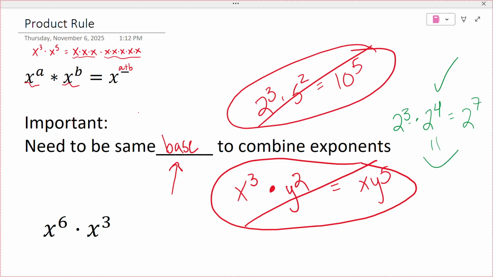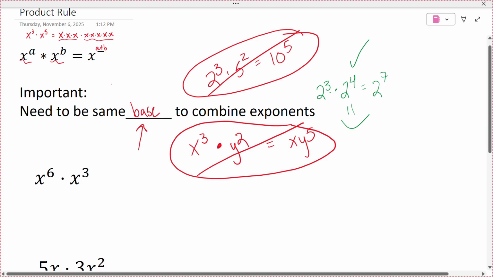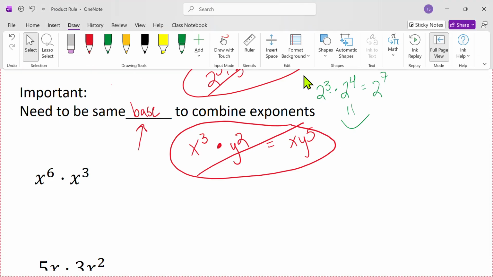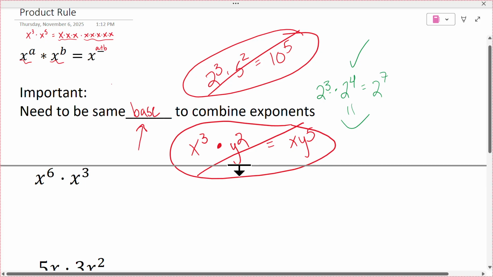Okay. So let's run through a few examples here and how I want you to show your work on the assignment for today.